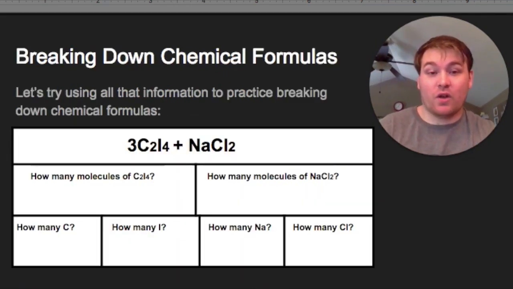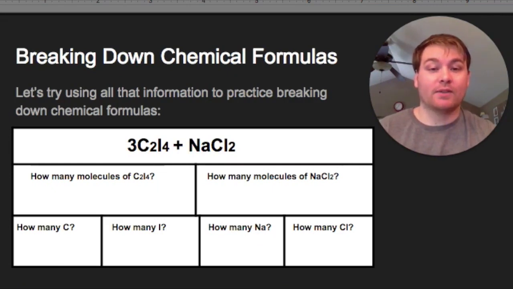Now, what can we do with all of these things? Well, we can break down whole chemical formulas using what we know about each of these subscripts, coefficients, and elements. Look at this equation. 3C2I4 plus NaCl2. Now pause.